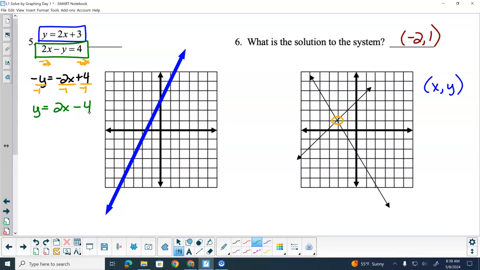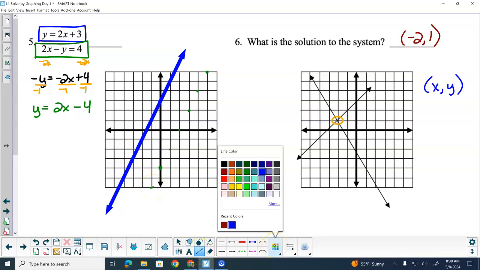Okay, Kiana, I want to graph the line y equals 2x minus 4. Down 4. Okay, and then what's my slope? Up 2 and right 1. Up 2 and right 1. All the way up there, right? Or, bingo, down 2 and left 1. Down 2 and left 1. Love it.